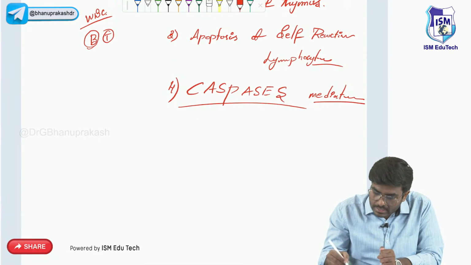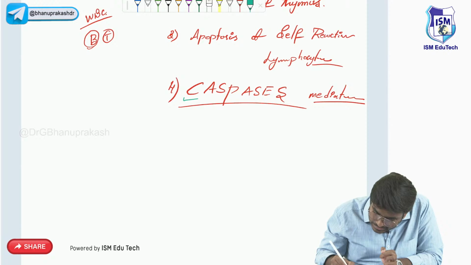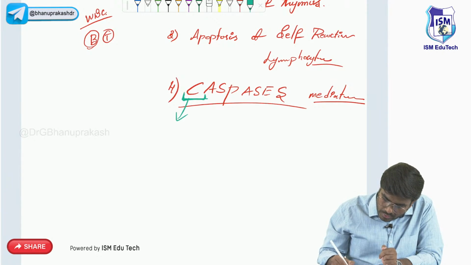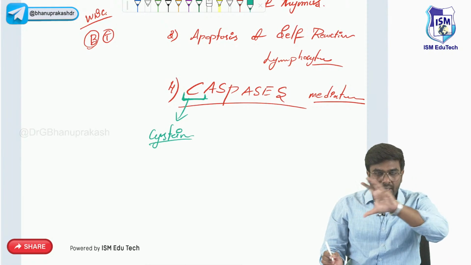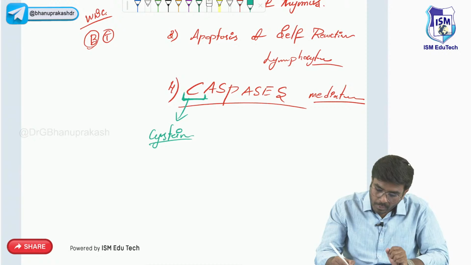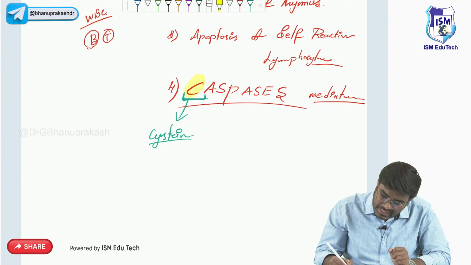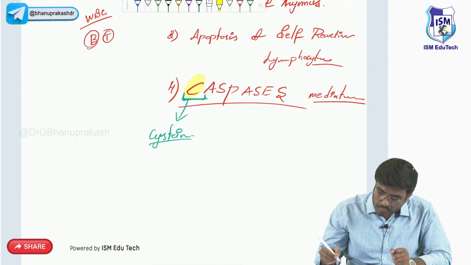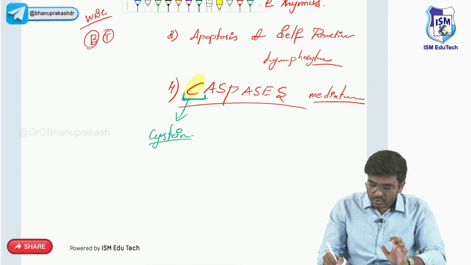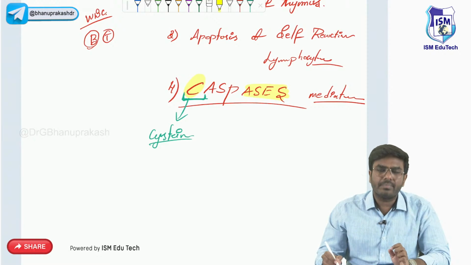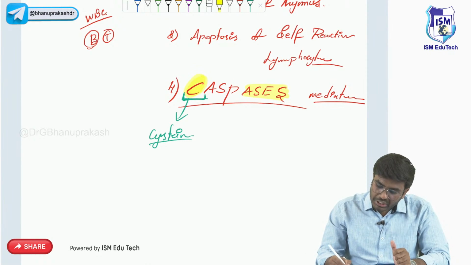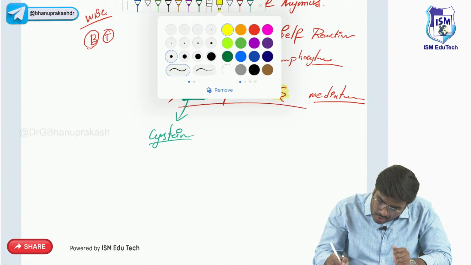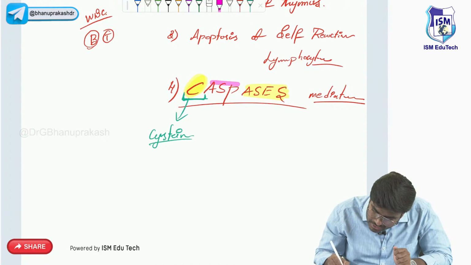Now, if you ask me, sir, what exactly is this caspase? Very, very important, guys. See, what does the C refer to? C is cysteine. So caspases are cysteine enzymes. This enzyme is made up of which amino acid? Cysteine amino acid. Ase means enzyme. An enzyme made up of cysteine. What is it doing? It causes breakage at the aspartate residues.